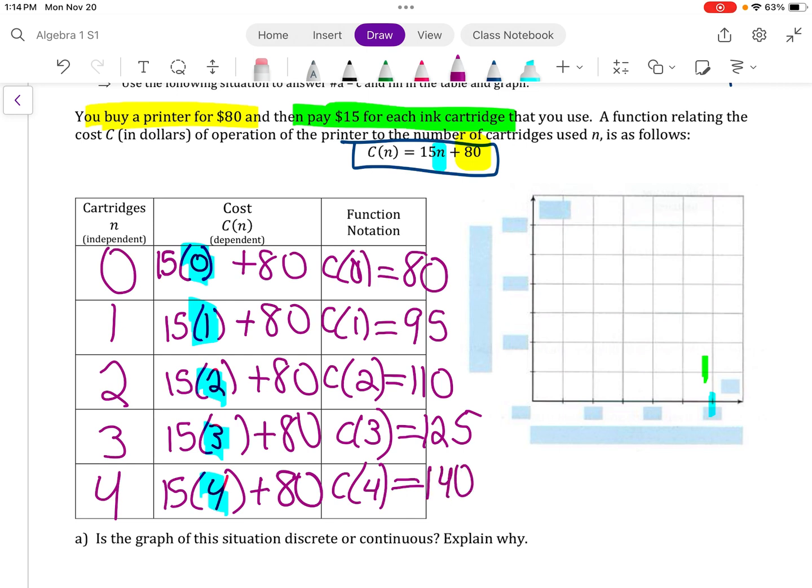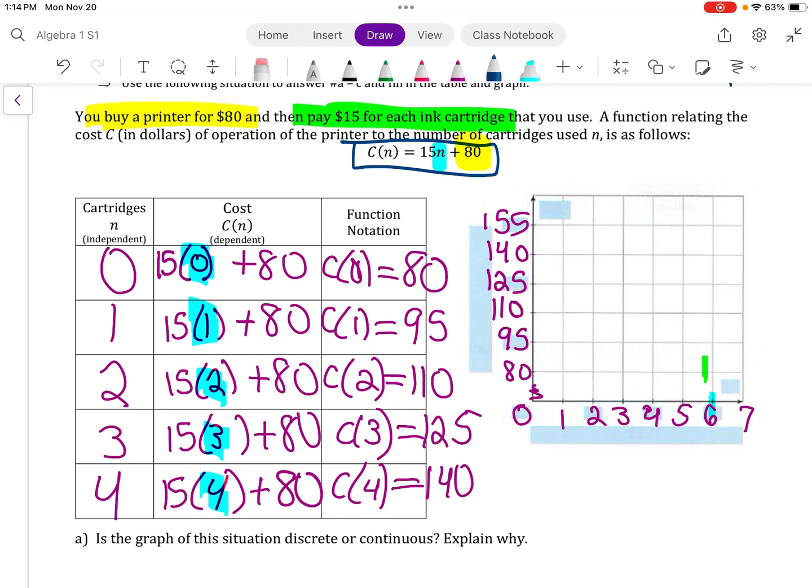Okay, so let's make our graph. Let's go by 15s, and let's start at 80. So we're just going to, again, make that scale. So 80, 95, because I'm just going to go up by 15s, so it's a really nice graph. 125, 140, 155, and there we go. We're going to start at 0 cartridges, and 1, 2, 3, 4, 5, 6, and 7.